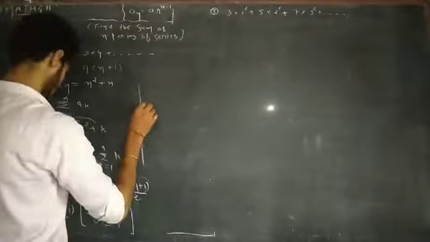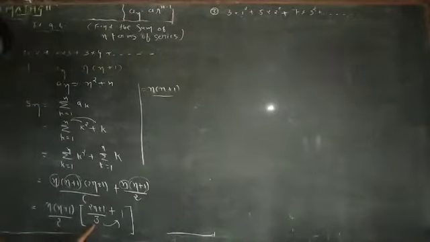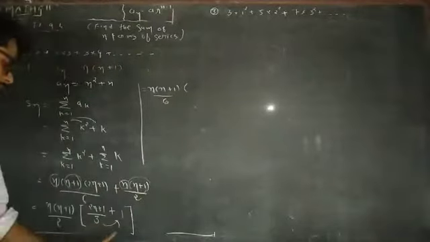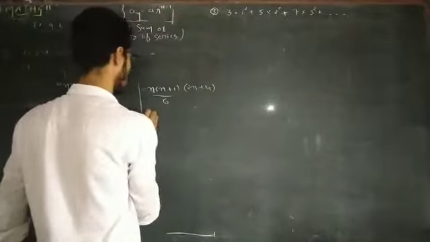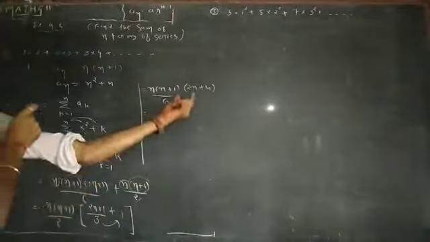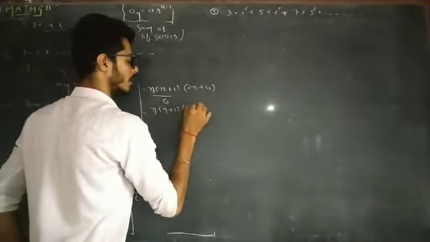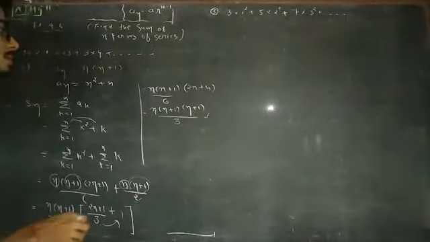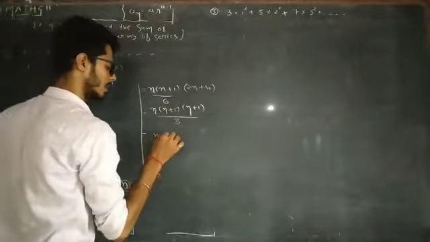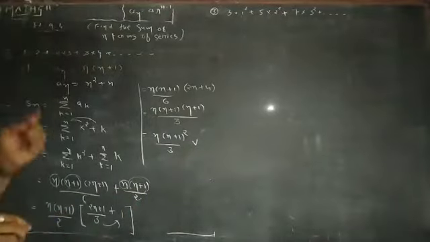So it becomes n into n plus 1 divided by 2, and the LCM is 3 over here. So it is 2n plus 1 plus 3, divided by 3, which is 2n plus 4 divided by 3. Again taking 2 common from both terms, it becomes 2 into n plus 2 divided by 3. So our answer is n into n plus 1 into n plus 2 divided by 3.